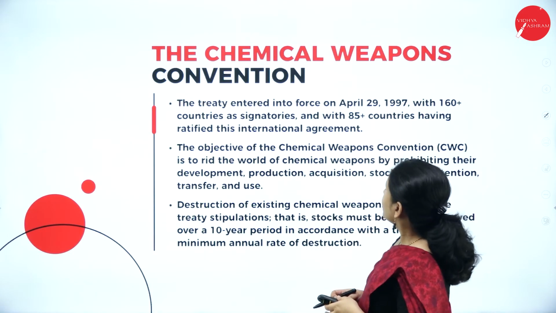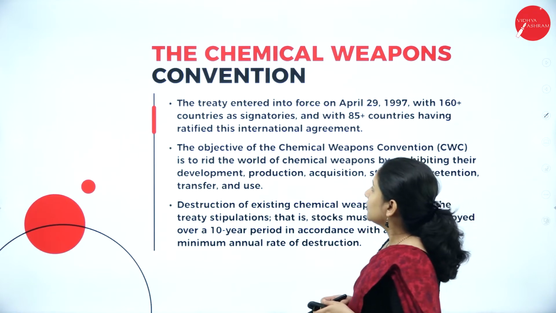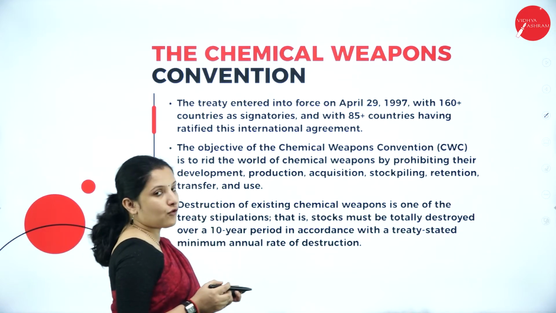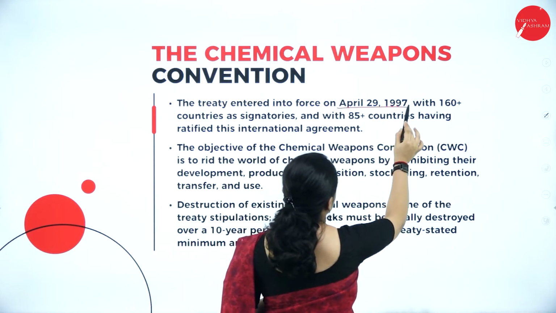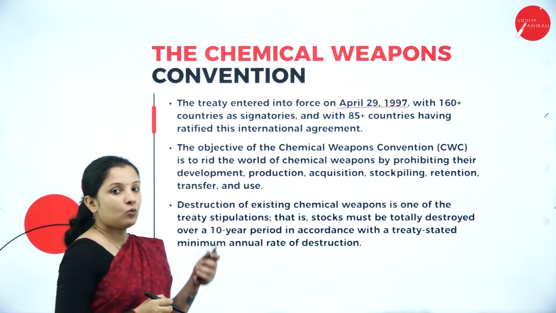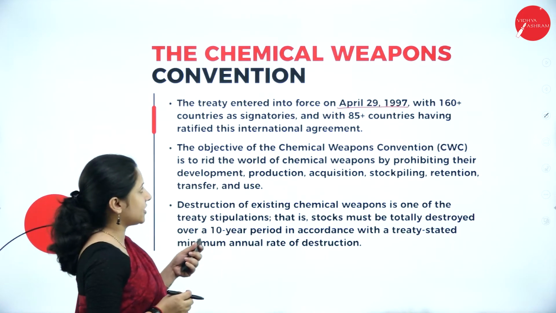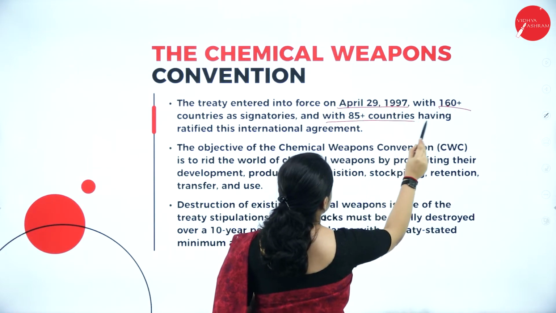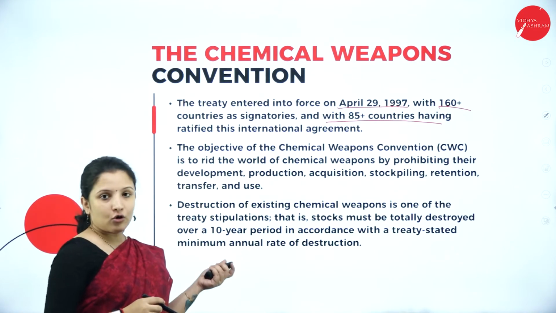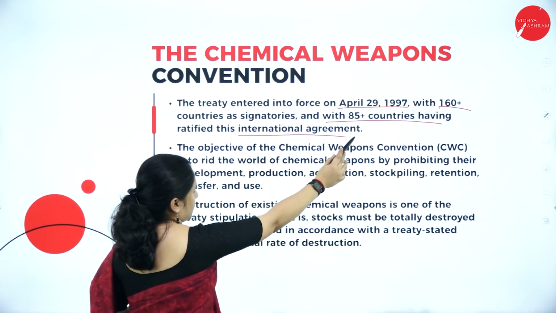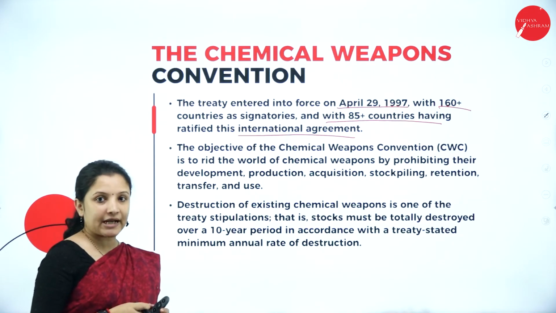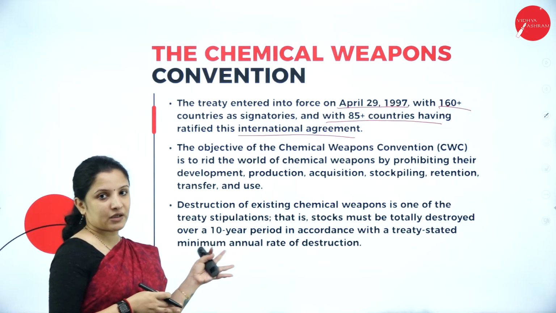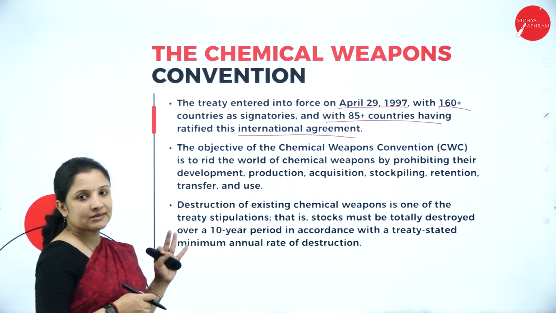So next, talking about the Chemical Weapons Convention. This treaty, the Chemical Weapons Convention, came into force on April 29th, 1997, wherein 160 plus countries have signed this particular treaty, with 85 plus countries having followed this international agreement. So 160 plus countries have signed the treaty, of which 85 plus countries are till date following this particular treaty of the Chemical Weapons Convention.